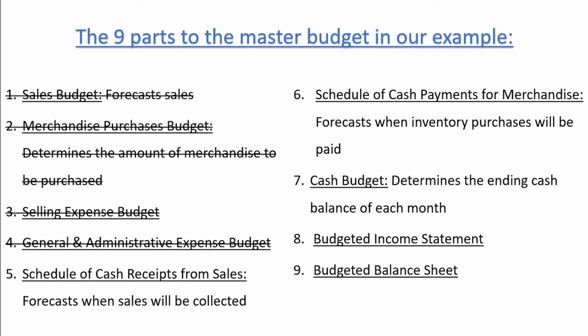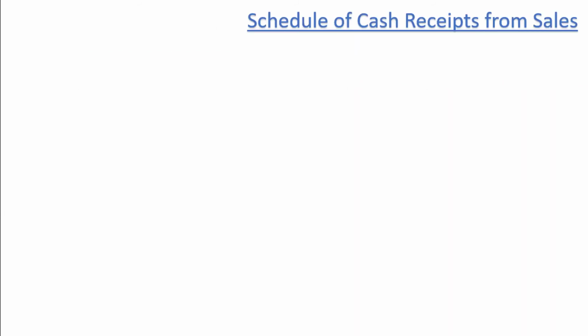This is the third video in our series completing the master budget for a merchandiser. So far, we have completed the sales budget, the merchandise purchases budget, the selling expense budget, and the general and administrative expense budget. In this video, we will complete the schedule of cash receipts from sales and the schedule of cash payments for merchandise. We will begin with the schedule of cash receipts from sales.